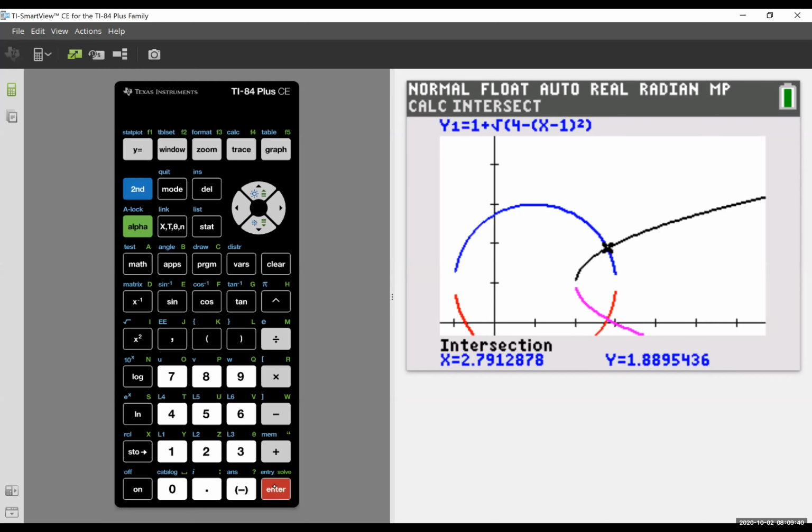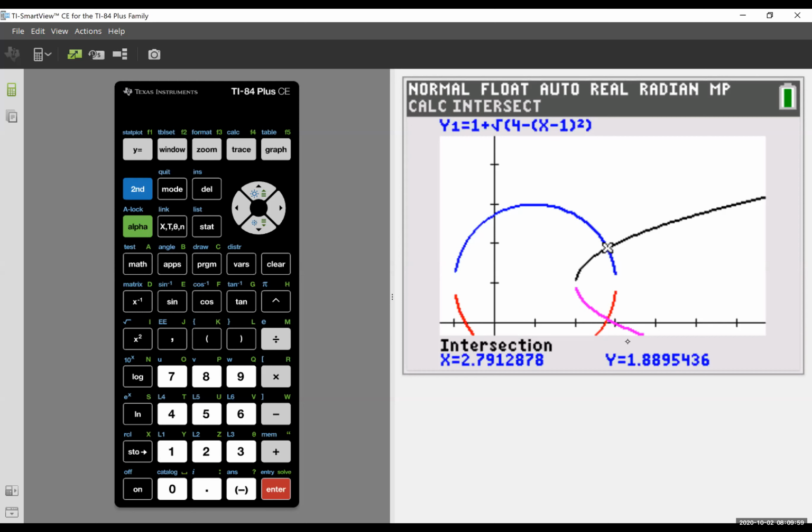And then we'll go from there. So I'm taking note right there: 2.7913 and 1.8895. And I think it says round to the nearest 100th, but we'll do that when we get back to our screen or our paper. Let's do this one more time for the second intersection point.